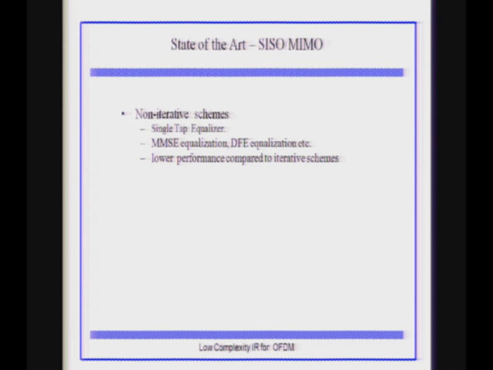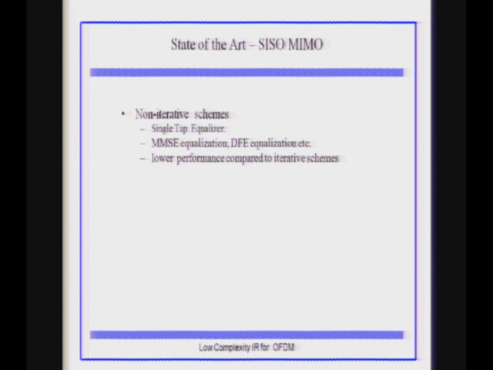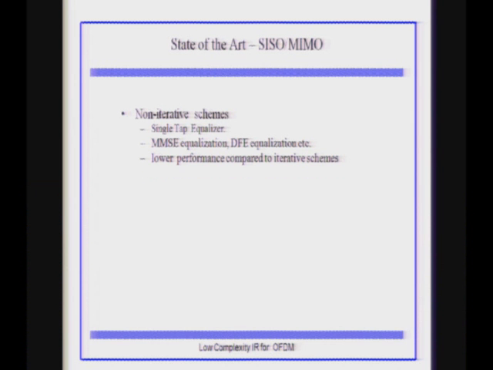The traditional non-iterative schemes, which are the DFE and MMSE equalization, originally date from the time when OFDM got popular, in the late 90s. During those days, people were extending the MMSE and DFE equalization schemes to OFDM, and so those have been the traditional ones, and they have low performance compared to the iterative schemes that we are going to see soon.